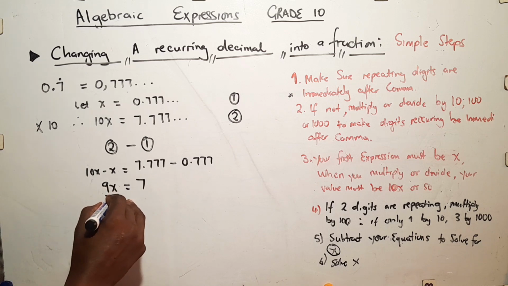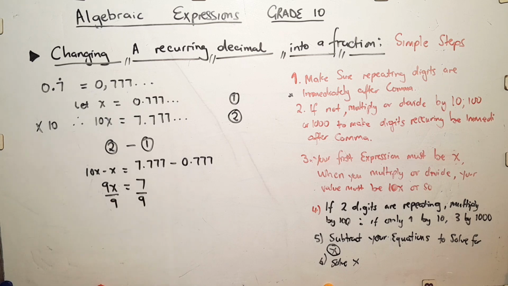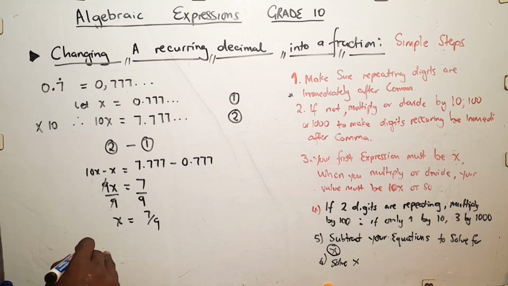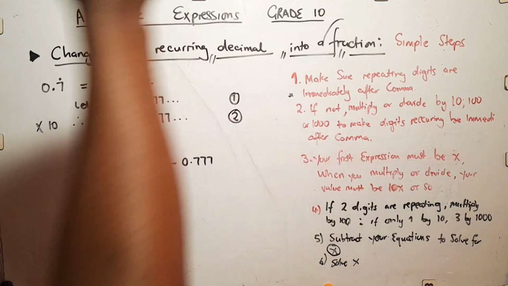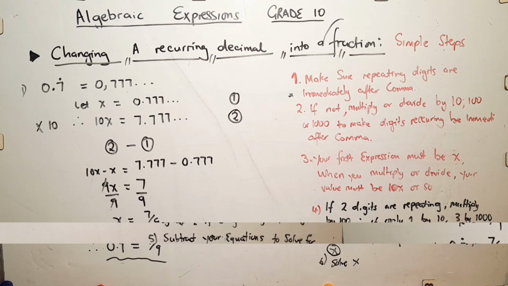So now we solve for x, or x, divided by 9. So divide by 9. Now 9 and 9 can cancel. So x becomes 7 over 9. It means that therefore your 0.7 recurring is equivalent to 7 over 9, like that. Can you see how simple this is? Yes. So it means that we have changed a recurring decimal into a fraction. So let's take a look at the second one.